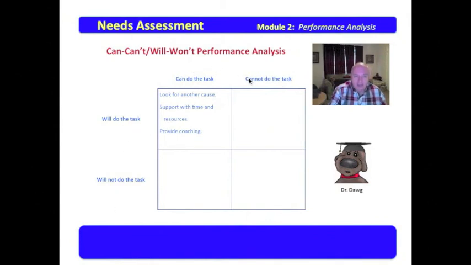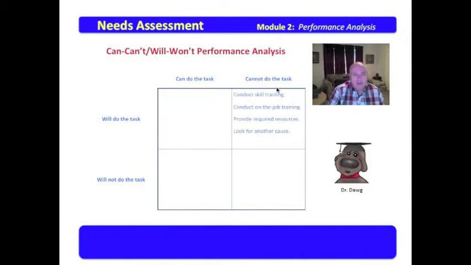Can relates to their ability to do it. Will relates to their desire to do it. Now, sometimes you have the intersection of the best world. They can do the task and they want to do the task. And if there's a deficiency, look for another cause. And if they can do the task and they want to do the task and there's a deficiency, support those employees with time and resources and provide coaching.